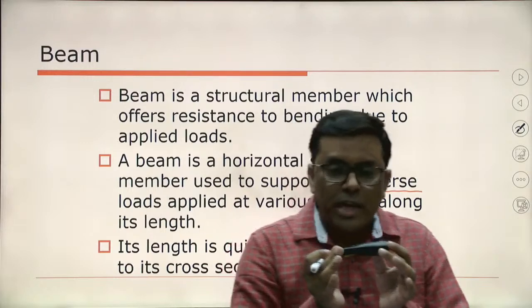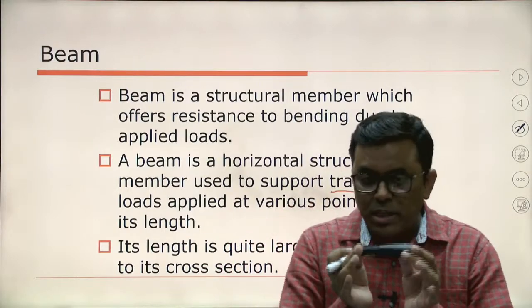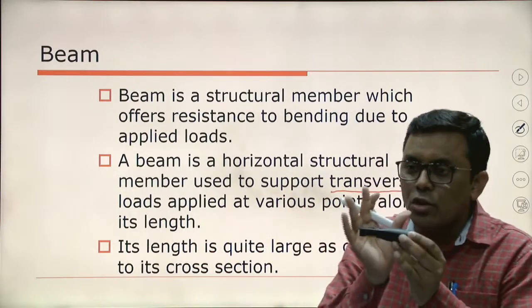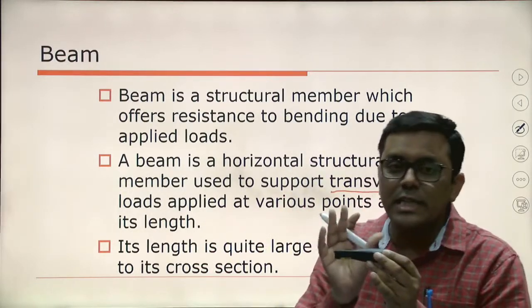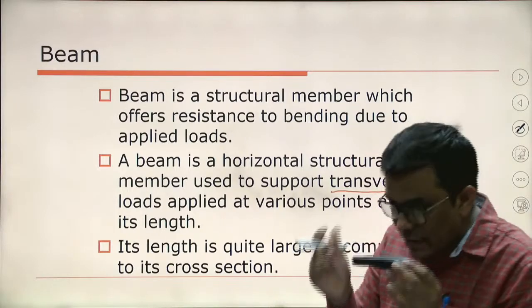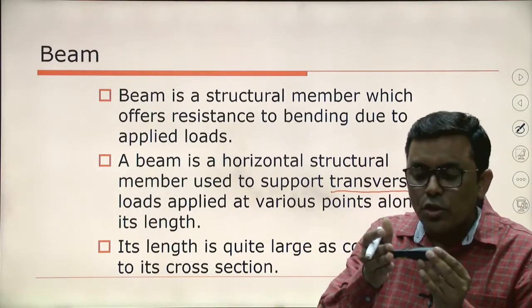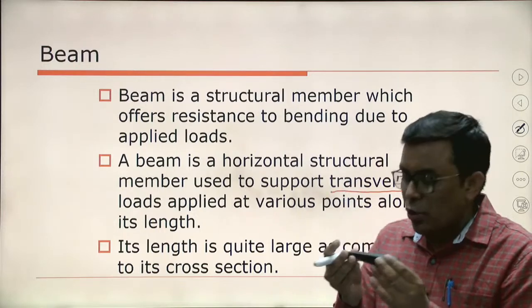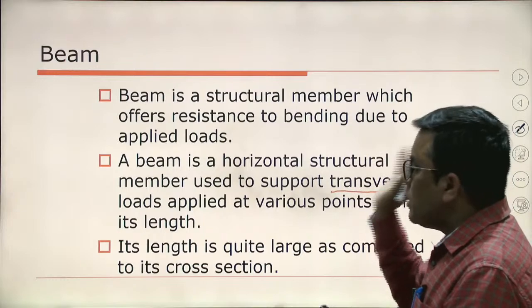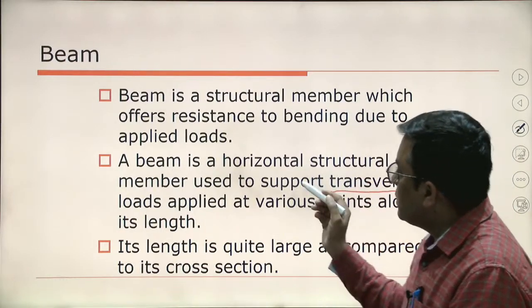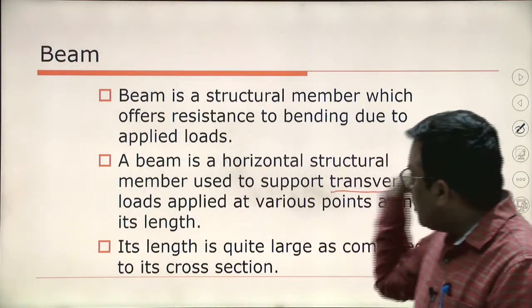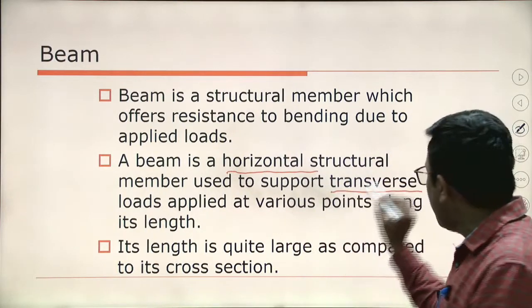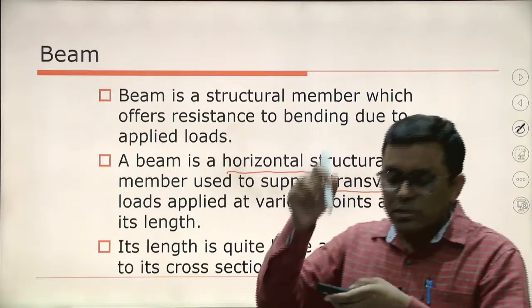We can find cement concrete RCC beams, in which we observe the length of that structural member is quite large as compared to its cross section. So clear? I hope now the topic is clear. What basically we are going to discuss here: beam is a horizontal structural member to support transverse load.